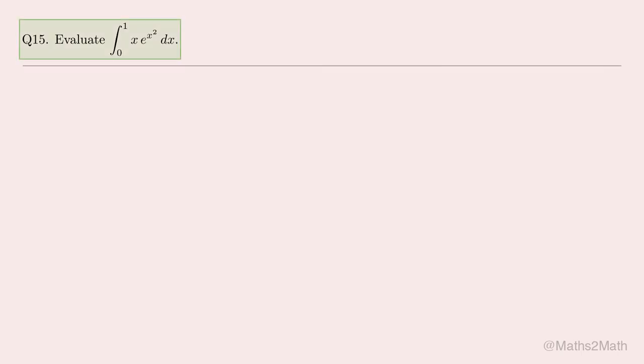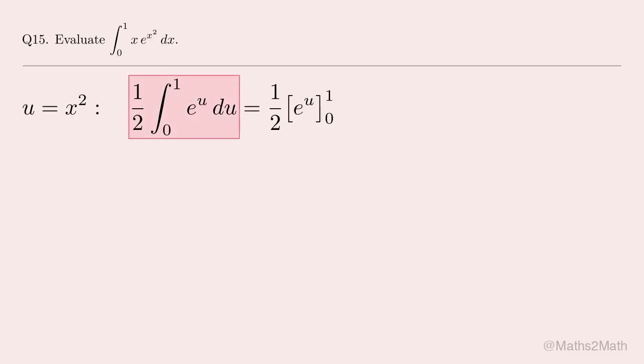Question 15. U equals x squared inside a definite integral. Change the limits, along with the variable. With u as x squared, the limit stays 0 to 1. Half of e minus 1.